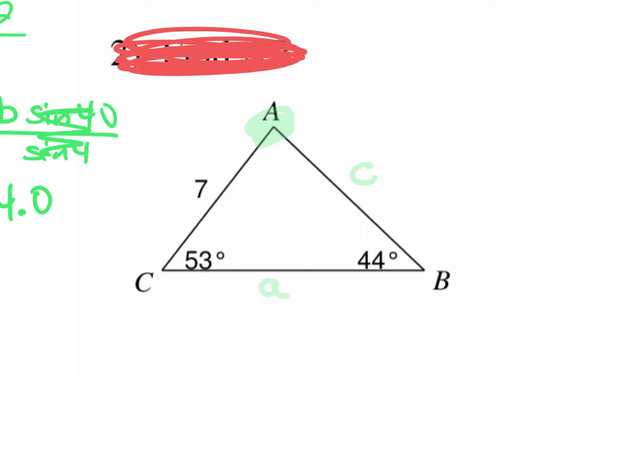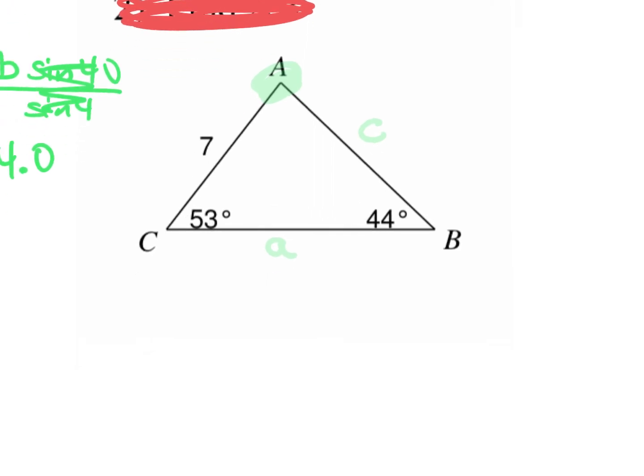Okay. Do I already have a side measure and its corresponding angle? Yes or no? Yep. Don't I know all the information I need to know about B? I know the side length is 7, and I know the angle measure is 44. So I can go ahead and already set up my proportion. I can already say sine 44 over 7. That's what I'm going to use to solve the rest of my triangle.